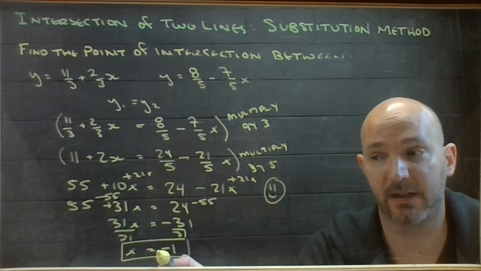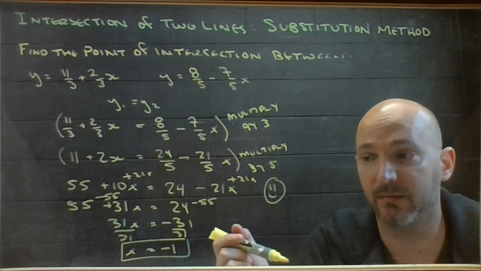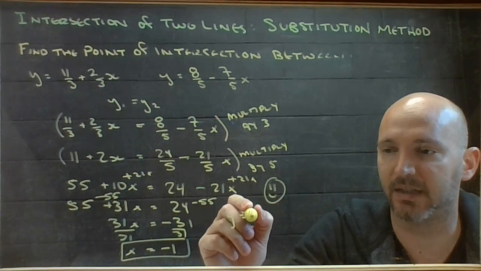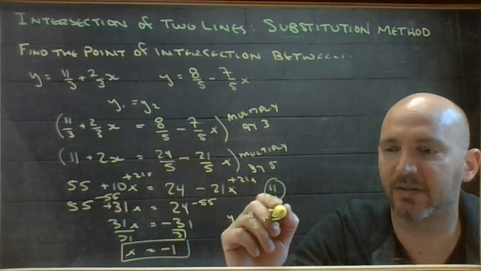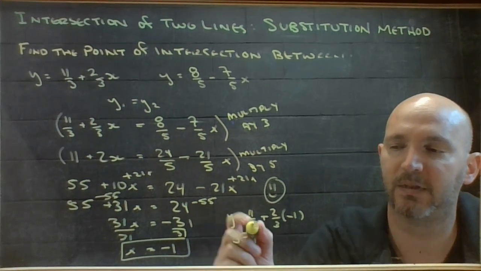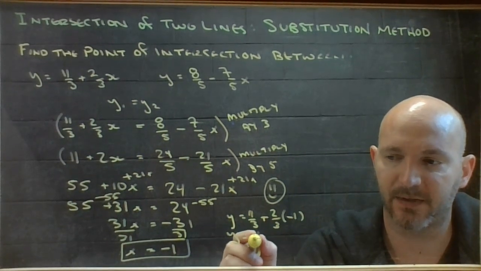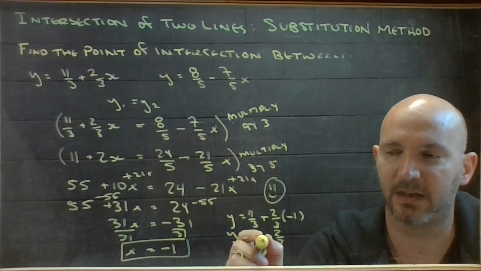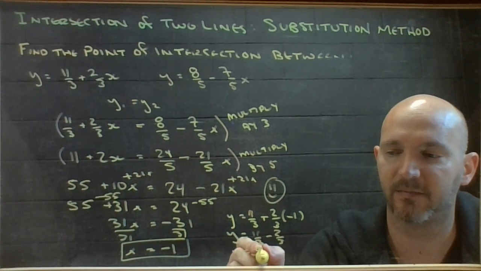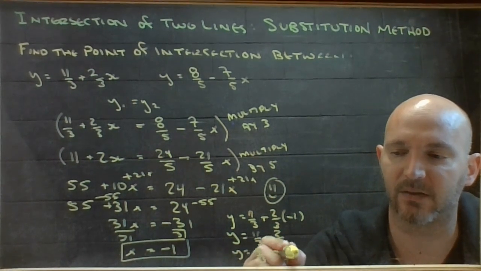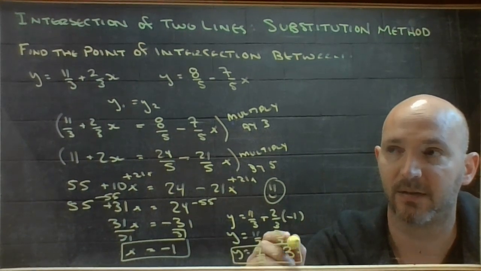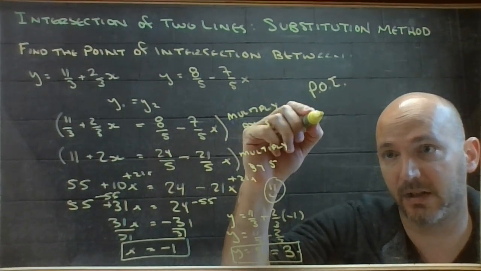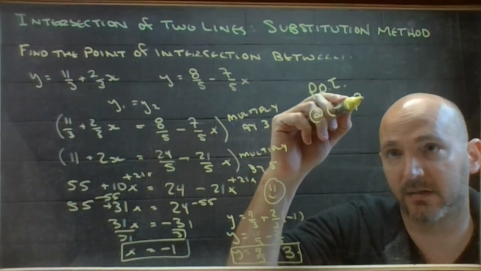Now, once I have an x, I just fill it into an equation. So I'm going to choose this one. Y equals 11/3 plus 2/3 times negative 1. Well, that's 11/3 minus 2/3, which gives you 11 of them minus 2 of them is 9 of them, and 9/3 is just 3. So these two particular lines come together. The point of intersection is at negative 1, comma 3.